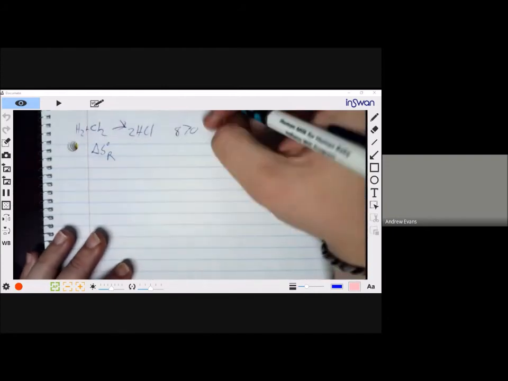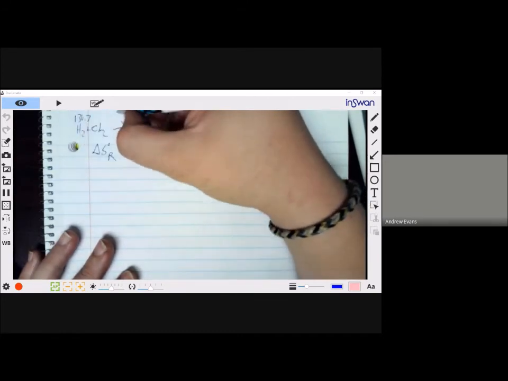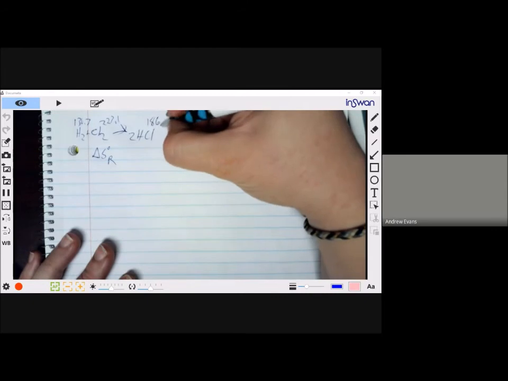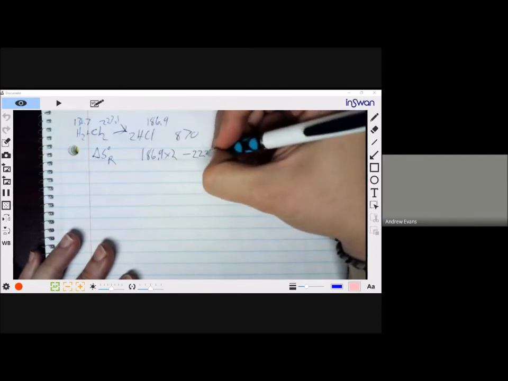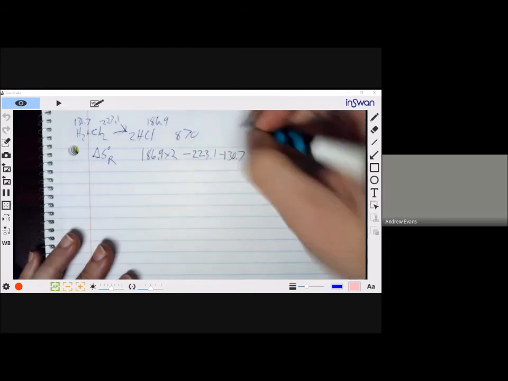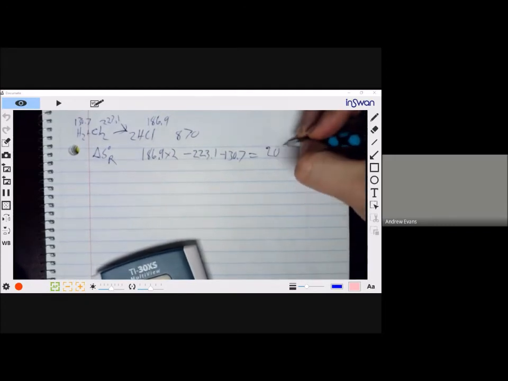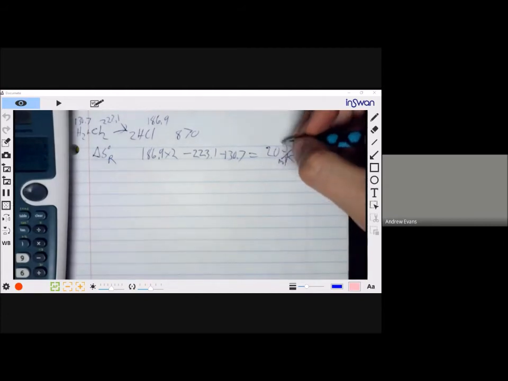To do that, we need our entropy values. So I'm going to say this is 130.7. This is 223.1, and that's 186.9. So we're going to get 186.9 times 2 minus 223.1 and minus 130.7. So what is the entropy here? 186.9 times 2, minus 223.1, minus 130.7 gives you 20 joules per mole Kelvin. That's how much entropy this would hypothetically have at 298.